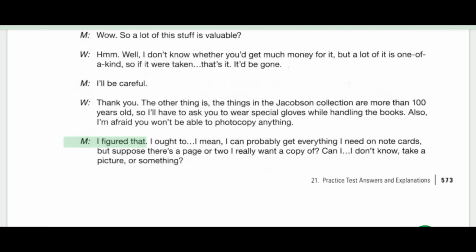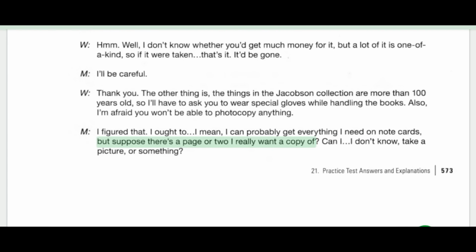I figured that. I mean, I can probably get everything I need on note cards, but suppose there's a page or two I really want a copy of. Can I, I don't know, take a picture or something?